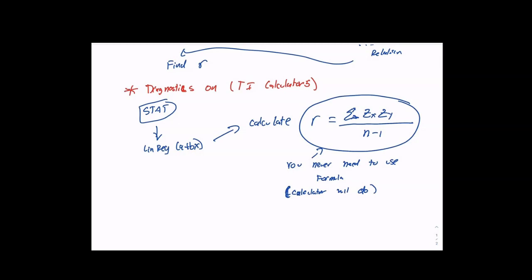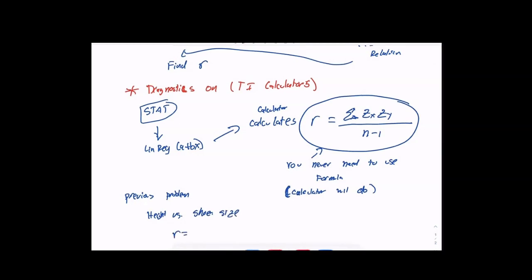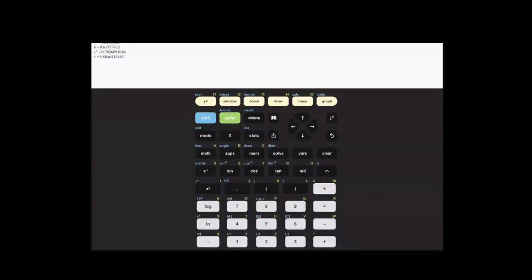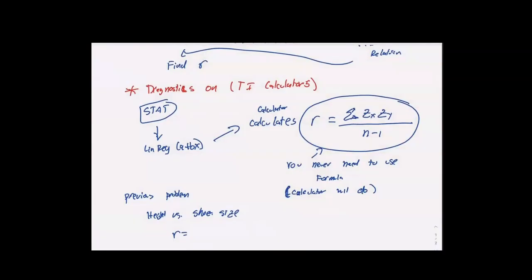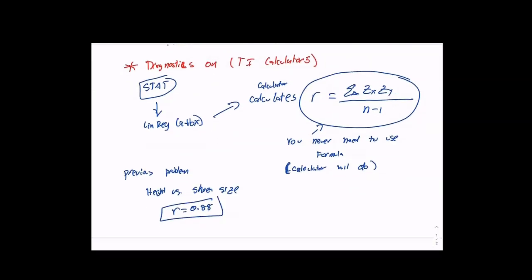The calculator calculates that for us. In the previous problem, on height versus shoe size, it says that R is equal to 0.88. Now, how would we define that relationship? How would we define the strength?